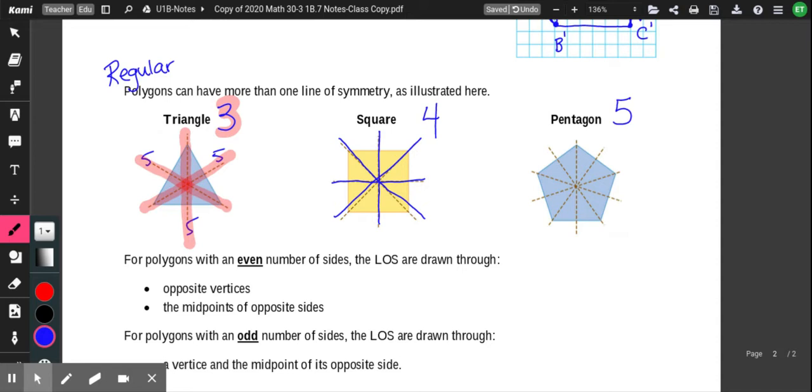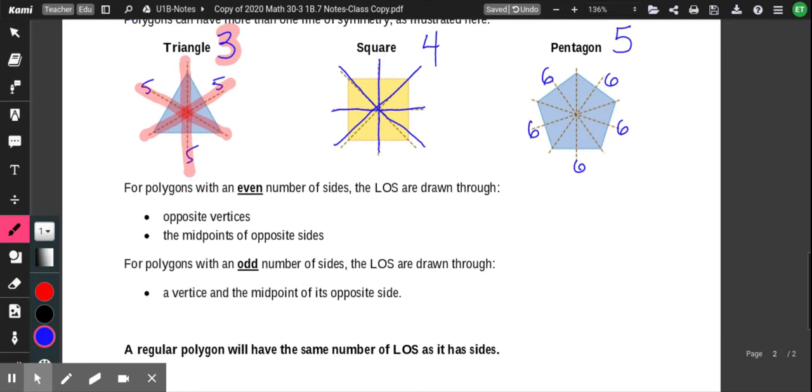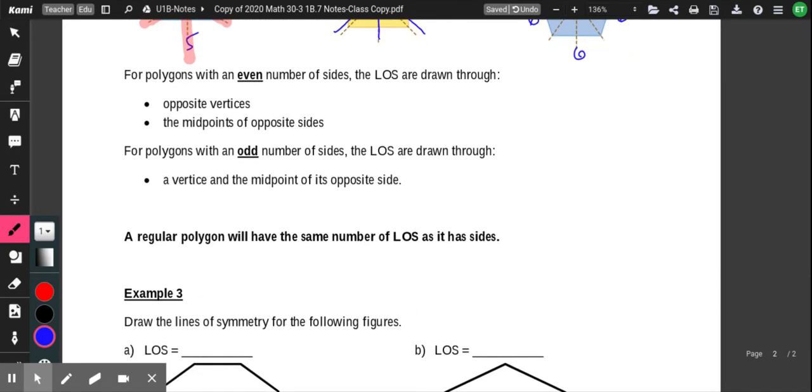Okay? And this is always when they've got the same amount of sides in terms of the same size. So this guy might be a 6 all the way around. It means every side is the same length. That's important for us to know. So it says for polygons with an even number of sides, the lines of symmetry are drawn through opposite vertices and midpoints of opposite sides. So that's what I was talking about. What we did with lines of symmetry is you start at a corner point and you cut the other side in half. That's what we do.